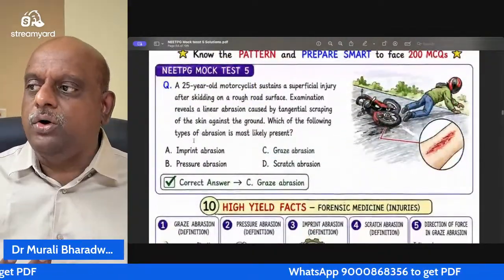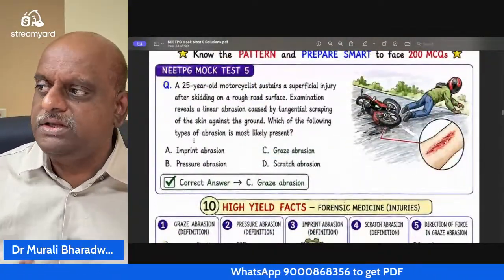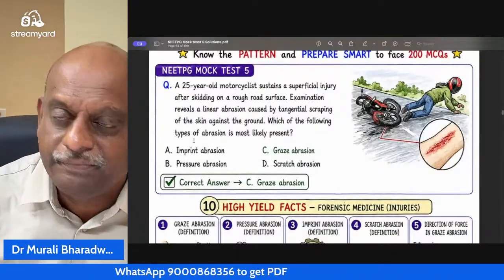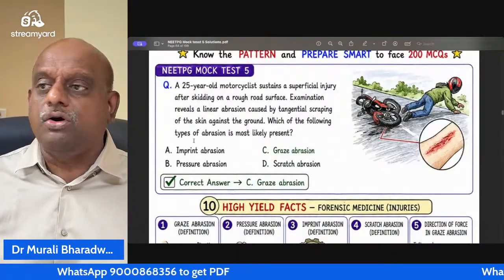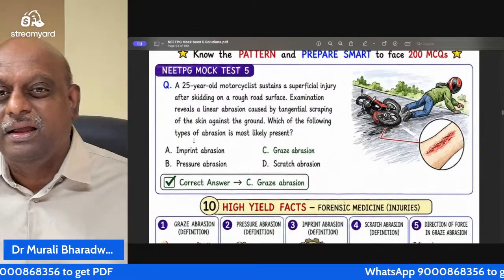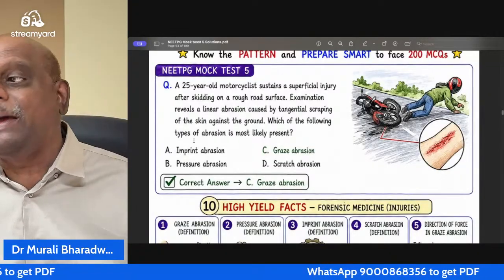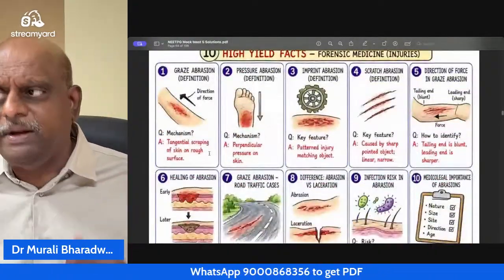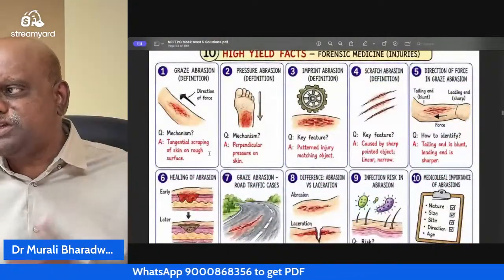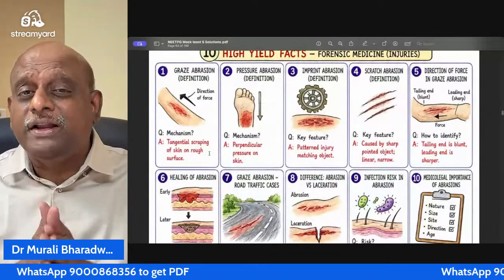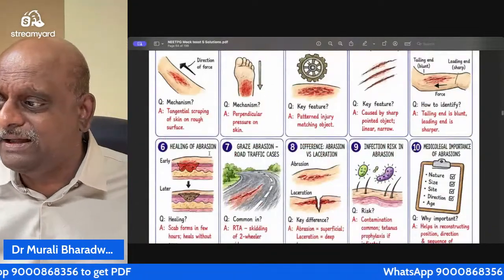A 25-year-old motorcyclist sustains a superficial injury after skidding on a rough road surface. There is a linear abrasion causing tangential scraping of the skin against the ground. It is called the graze abrasion, is what you need to remember. So what is graze abrasion, pressure abrasion, imprint abrasion, scratch abrasion? Oh my God, abrasionology in forensic medicine, favorite question of the examiner.